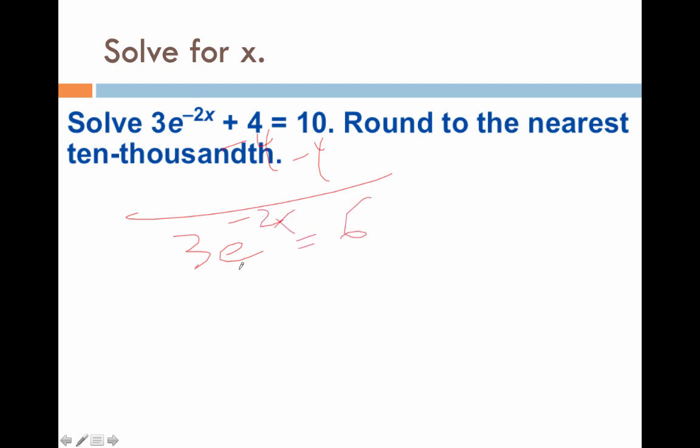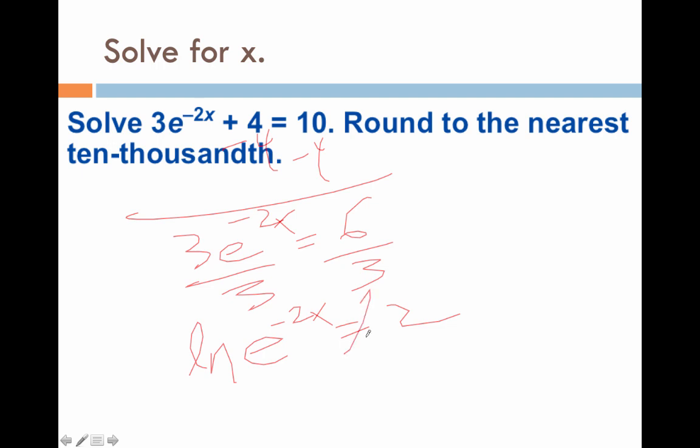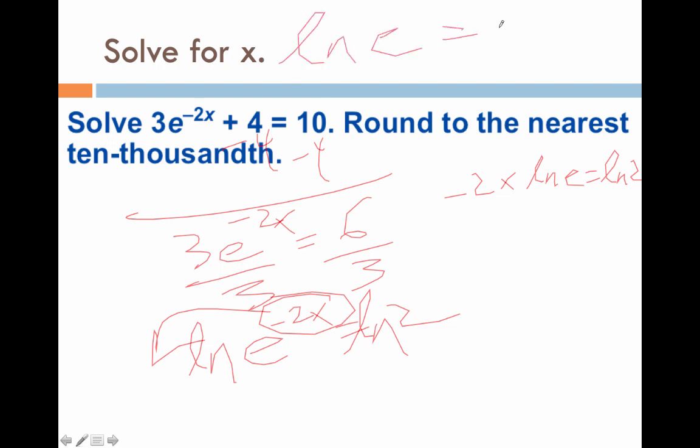And I get 6, and I would divide by 3, and I'd get e to the 2x equals 2. And now you can either take the natural log of both sides, or you can rewrite it in ln form. I find that people actually enjoy this better. Not enjoy. Who enjoys this, right? Negative 2x ln e equals ln 2. Well, what's the ln of e? The ln of e is always equal to 1. E to the 1 is e.